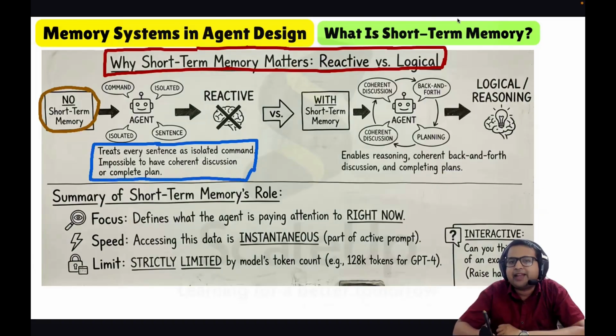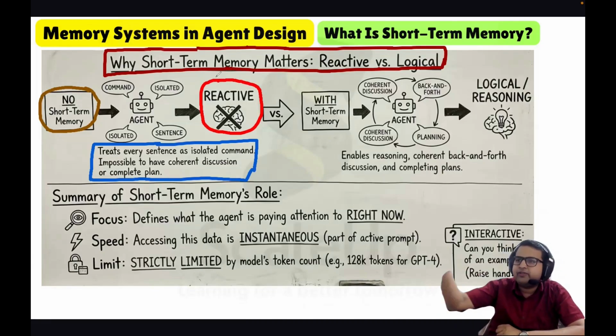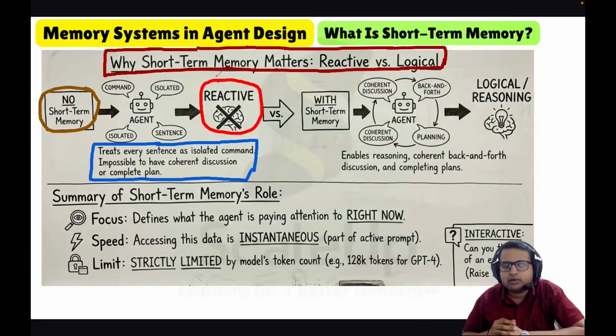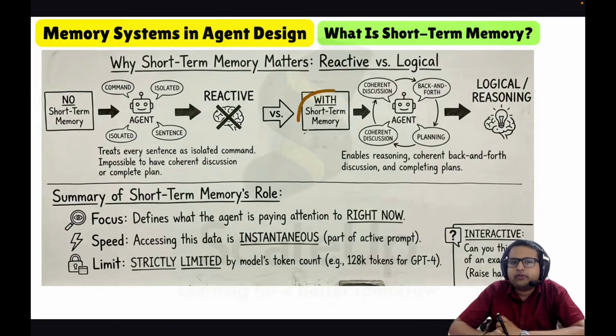It will be a reactive system. And a reactive system is one that, whatever input or command you give it now, will just process it. It does not have access to past interactions. It does not remember anything. So it is just reacting to whatever input you are giving. So that's the reactive. But if the agentic AI system is making use of short-term memory, then the discussion will be coherent and back and forth.